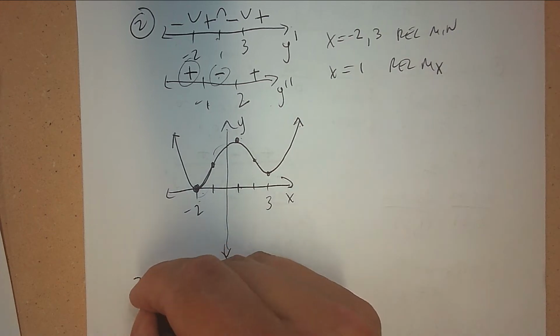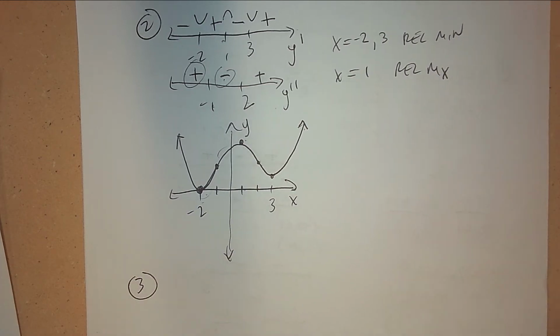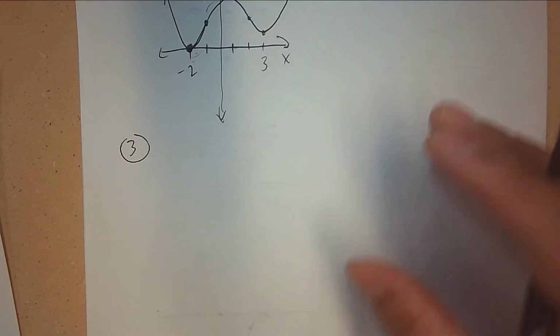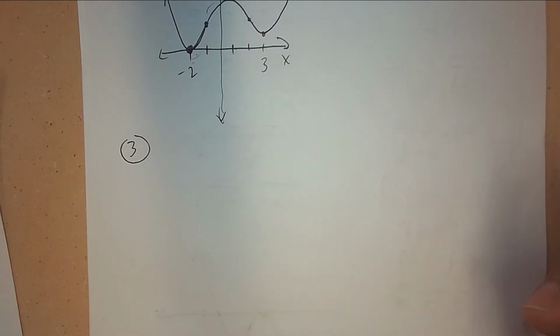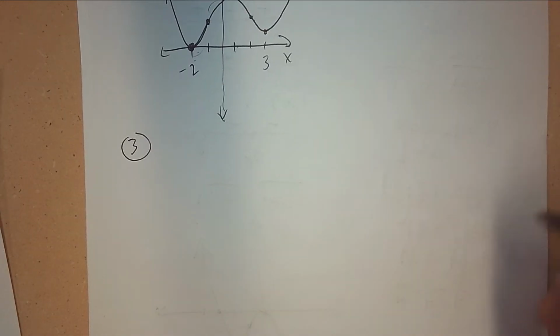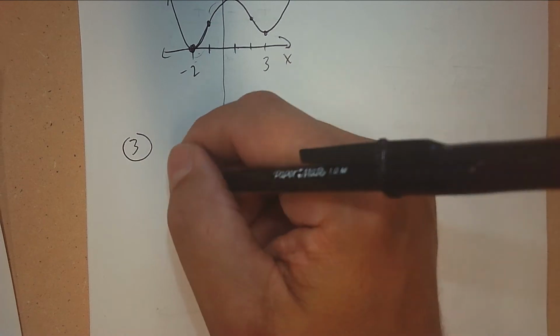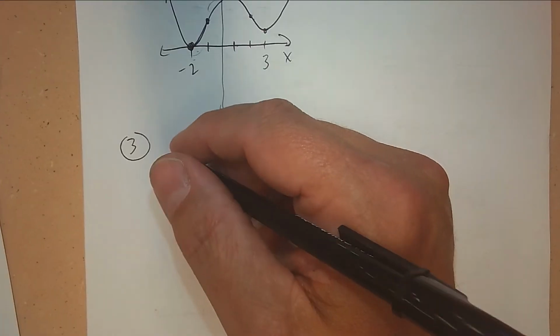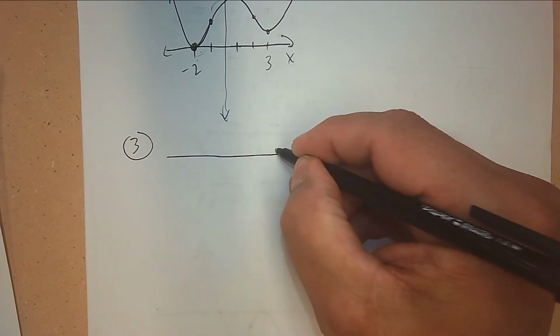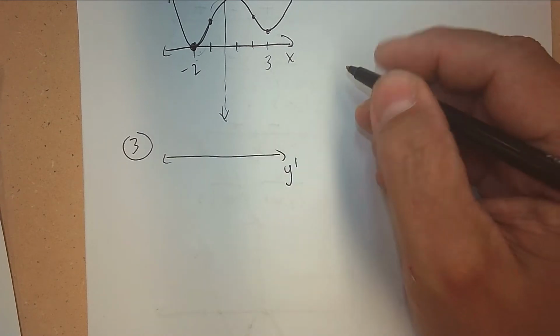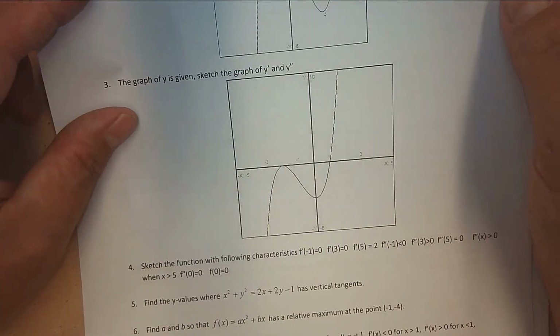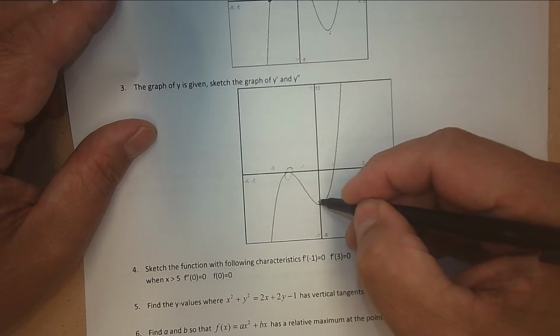All right, number 3. Again, press pause, try it, read it over, and then press play so you have a good sense of it. In this one, you're given the y, and you're supposed to sketch the derivatives. So I'm going to do a y prime number line. When I do the y prime number line, I'm looking at maximums and minimums.